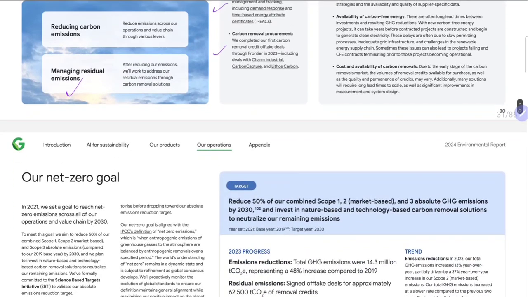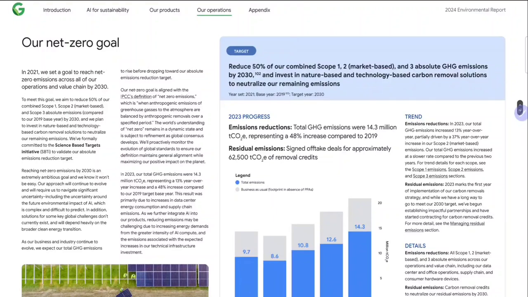So let's go to the net zero goal. The company's target is given: reducing 50% of our combined scope 1, 2 and 3 absolute GHG emissions by 2030, and invest in nature-based and technology-based carbon removal solutions to neutralize the remaining emissions also.